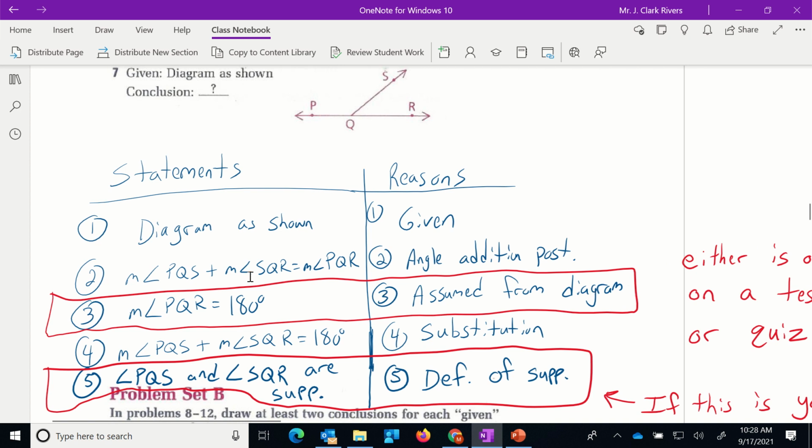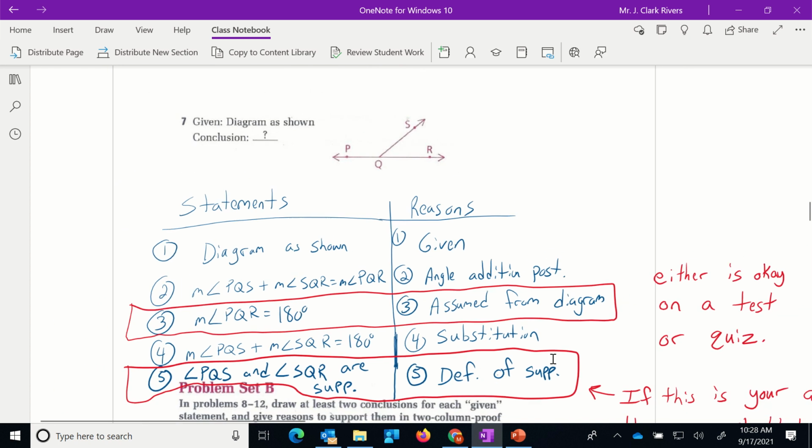All right, then I kept going. I used substitution. So if I know that PQS plus SQR is equal to PQR, and I know that PQR is 180, the measure of PQS plus the measure of SQR is equal to 180 degrees. That is substitution. And then from that, I'm able to conclude that angle PQS and SQR are supplementary. That's the definition of supplementary.